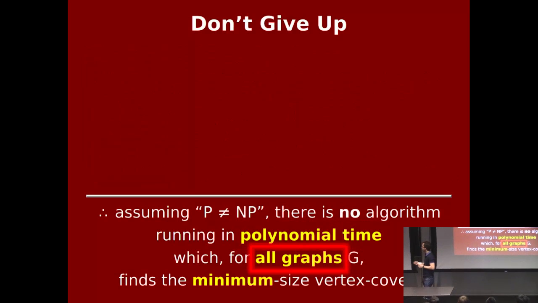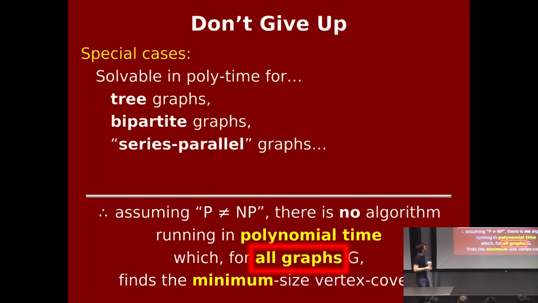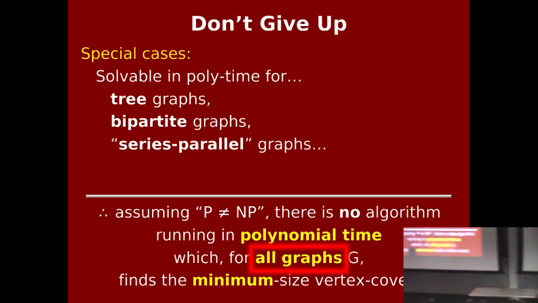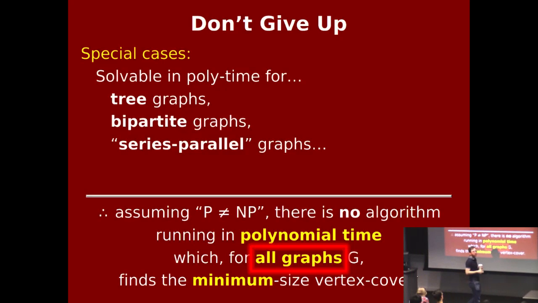Let's look at this next possibility, all graphs. So maybe you want to give up on this. You might want to find an efficient algorithm that always finds the smallest vertex cover, but maybe it doesn't work for all graphs. For example, you could try to get an algorithm that works in certain special cases. So for example, maybe you could find an algorithm that always finds the minimum vertex cover in a tree. Actually, that's not too hard. You should think about how to do that. There's an easy polynomial time algorithm for that.